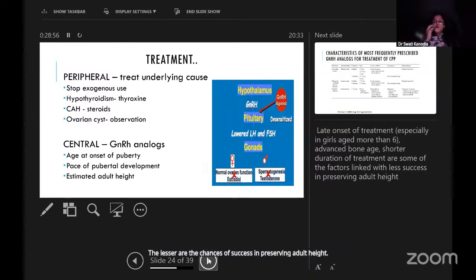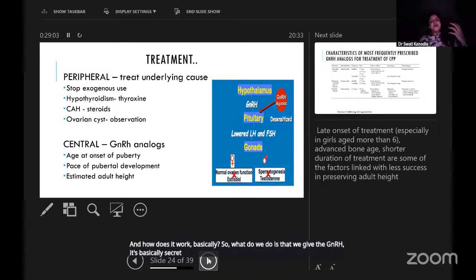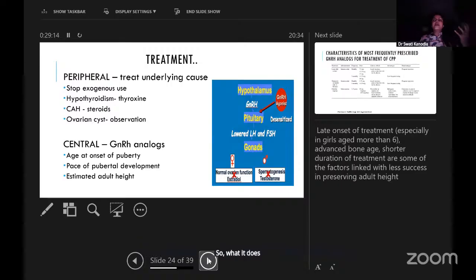And how does it work basically? GnRH is secreted from the hypothalamus and acts on the pituitary, which secretes LH and FSH. So we are giving the same GnRH in large quantity, and what it does is that it saturates the receptors on the pituitary.